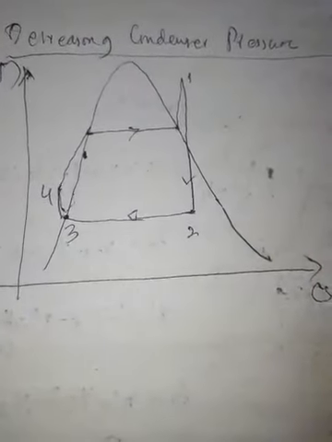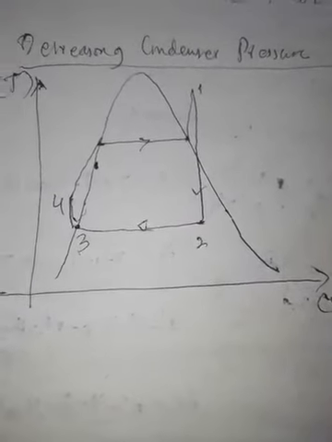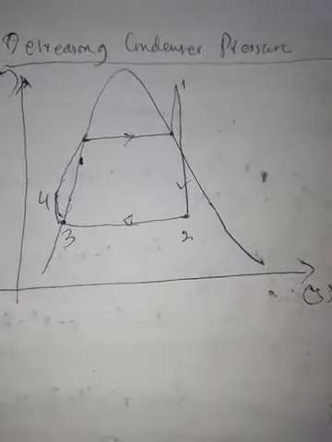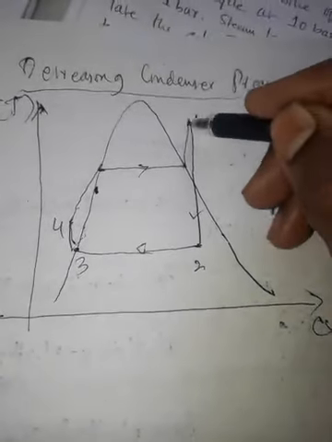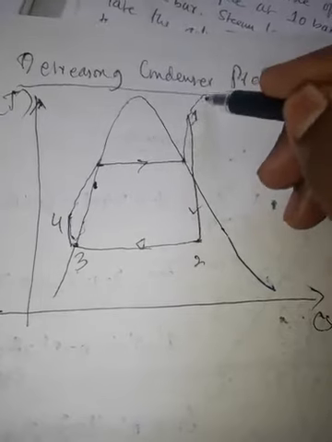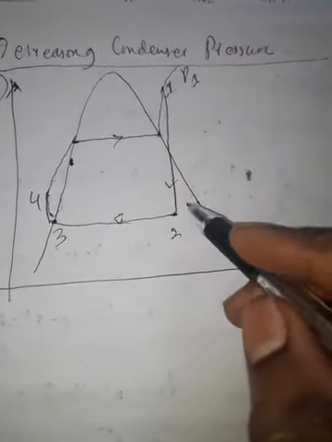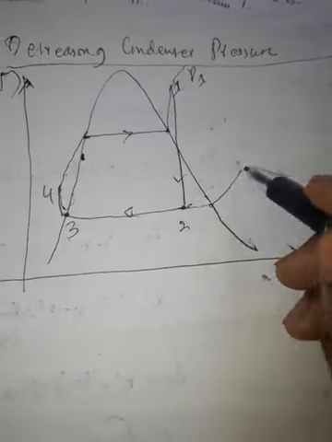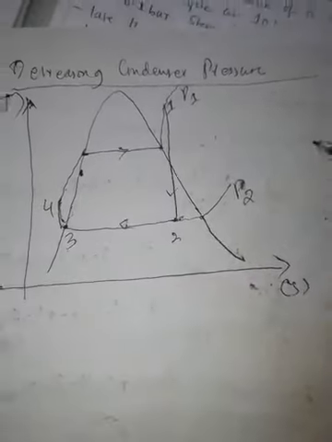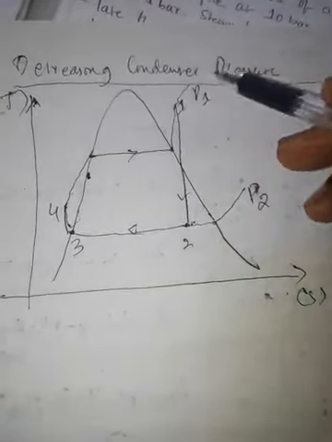Now here, this is the boiler pressure P1, this is the condenser pressure P2. Now we are discussing decreasing the condenser pressure.